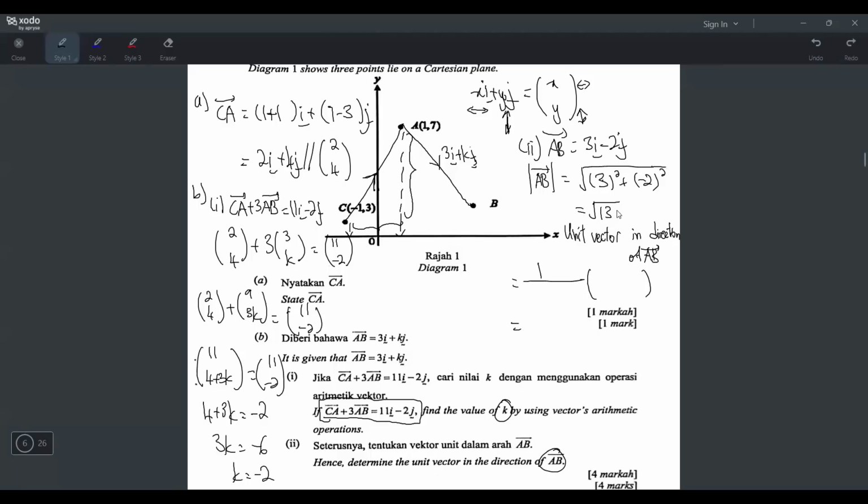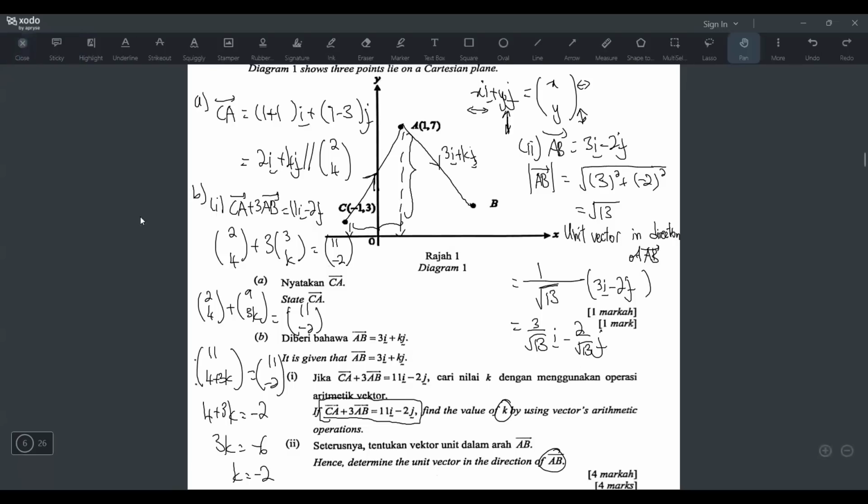So this one cannot simplify already. Square root 13 is already cannot, because 13 cannot be divided by any perfect square. So I'm just gonna write it here, and here I have to put in the vector AB lah, and it has to be in terms of i and j. So it's 3i minus 2j. And if you want to write in bracket form also can. Yeah, it's up to you. Okay, now I will just expand inside. So I get 3 over square root 13 i minus 2 over square root 13 j. So this is the answer. Okay, sudah siap.